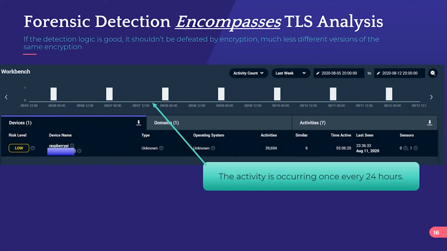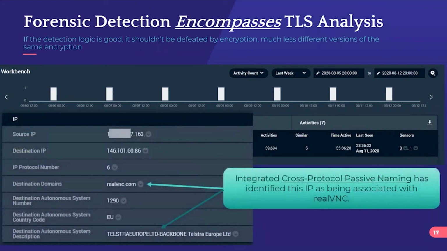And so what we see here when we pivot on this model is we get this device. And we see this very beautiful pattern once every 24 hours, which is why we see 7 per week, 7 instances of it. And we see this device that's beaconing. And when we go in and look at the traffic, what we ultimately see is that the traffic is going to an IP address that has been labeled realvnc.com.